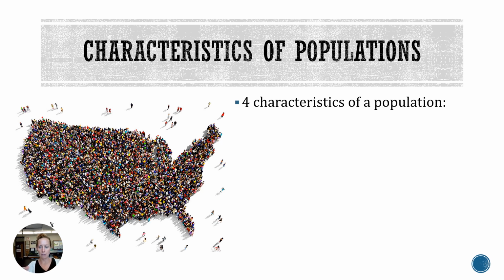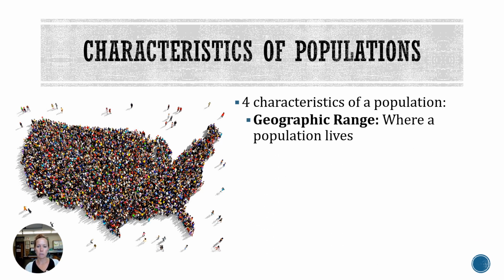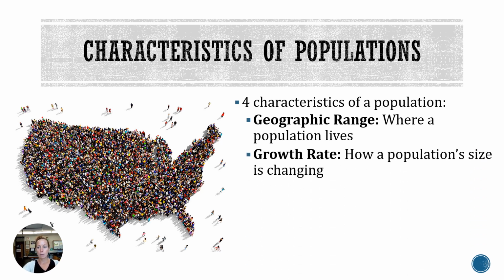What makes something a population? So the first one is its geographic range. So where exactly is the population that we're talking about? Second one is the growth rate. So how does the population grow, right? Does it grow fast? Does it grow slow? What are we looking at? And how is the population changing?